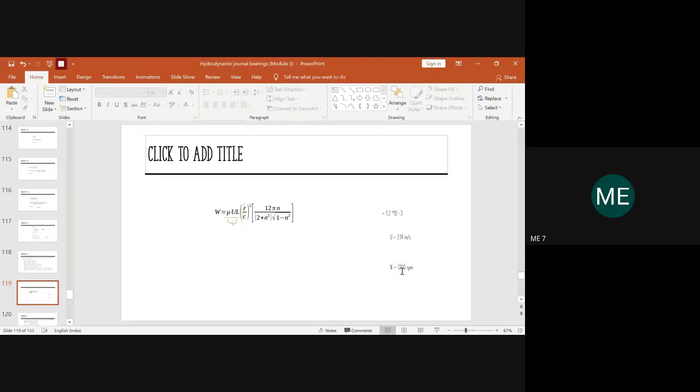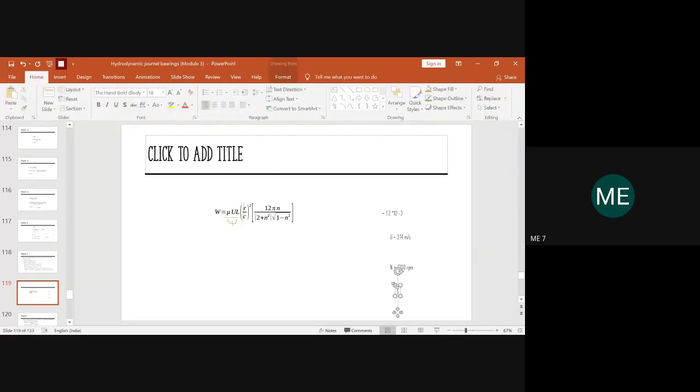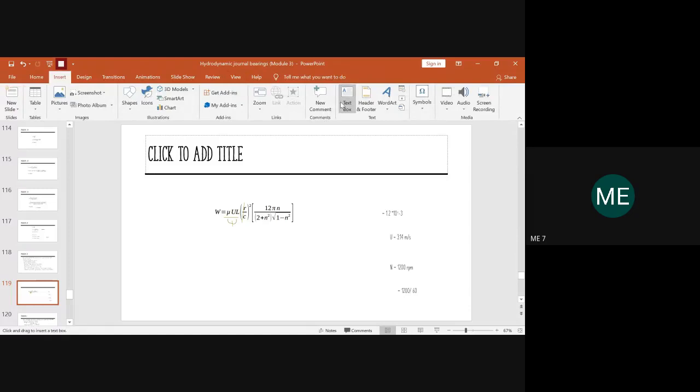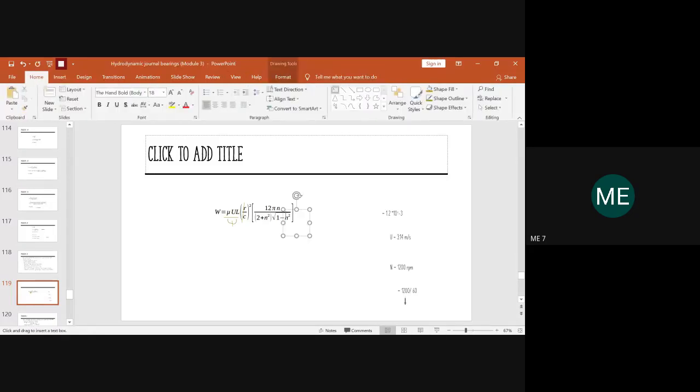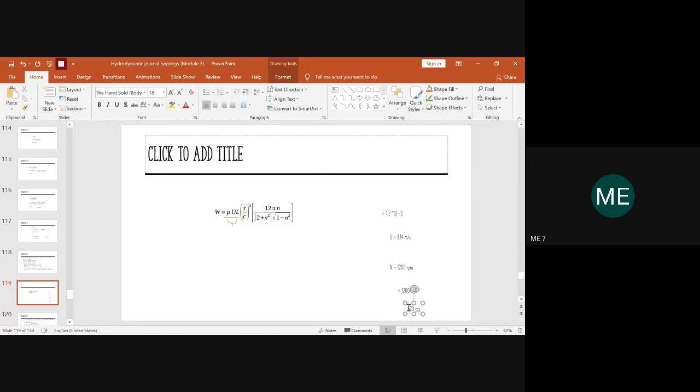How do you do the conversion? Anyone? That will be equal to 1200 divided by 60, because you are converting that into seconds. How much is the value you get if you change that into RPS? What will be the answer? I think you have to get 20 RPS. So the changed value you can write as n dash.